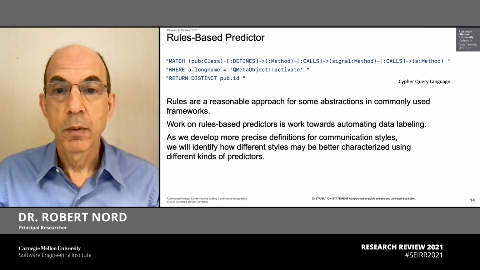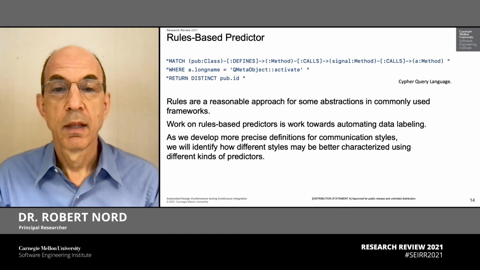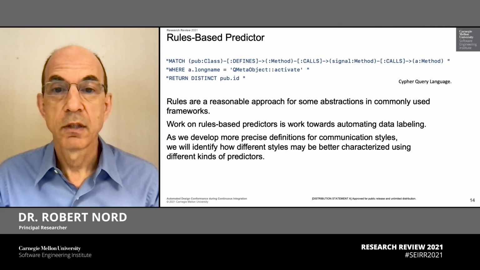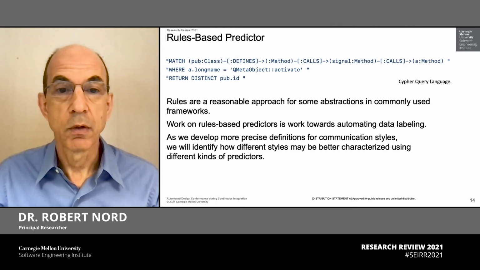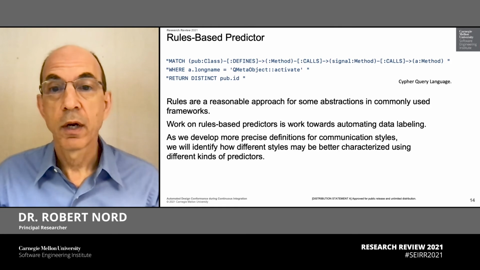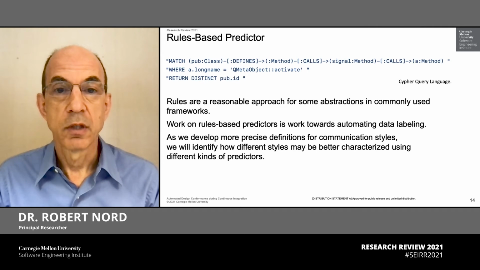We're also applying what we learn from open source projects to a larger case study to see how the techniques scale from thousands to millions of lines of code and generalize from the use of the Qt framework to frameworks based on the data distribution service standard from the object management group. Work on rules-based predictors is also work towards labeling data needed to try other classification approaches.